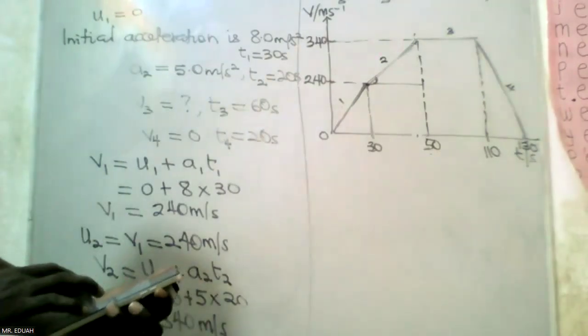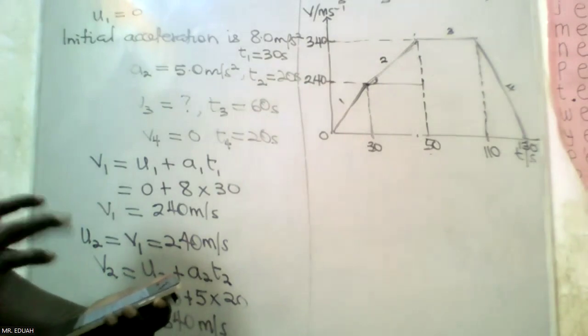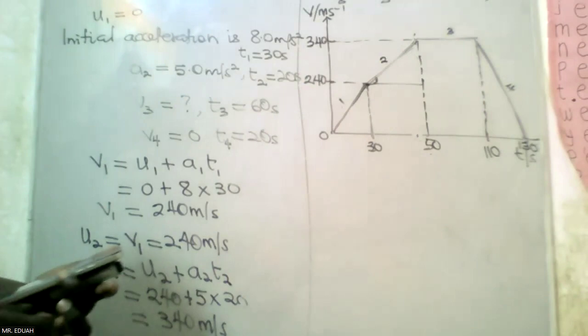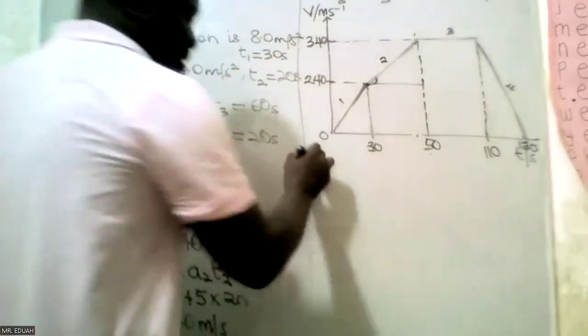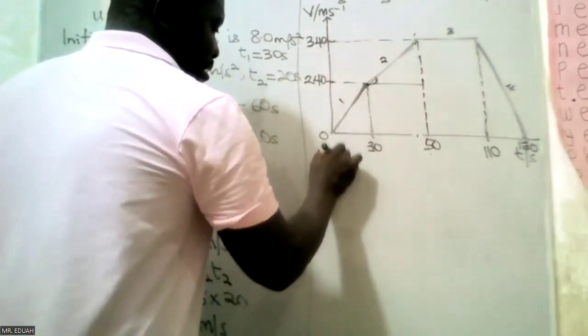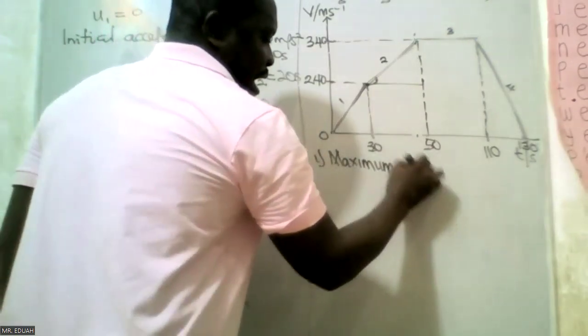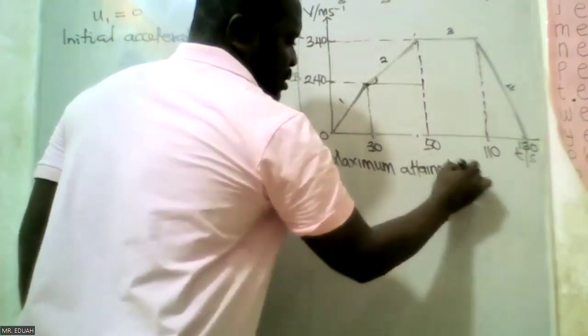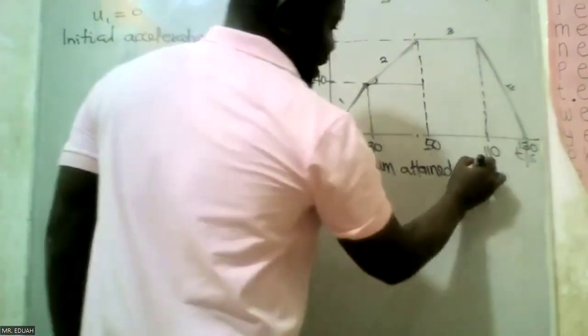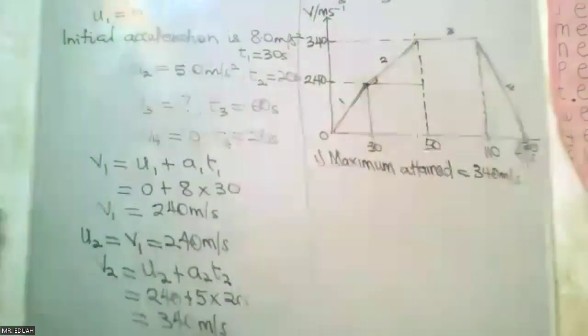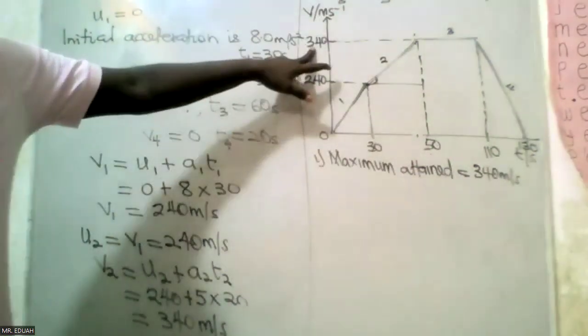So using the graph, calculate the maximum speed attained during the motion. When you look at the graph, the maximum speed attained during the motion was equal to 340 meters per second. During the whole motion, the maximum speed attained was this.